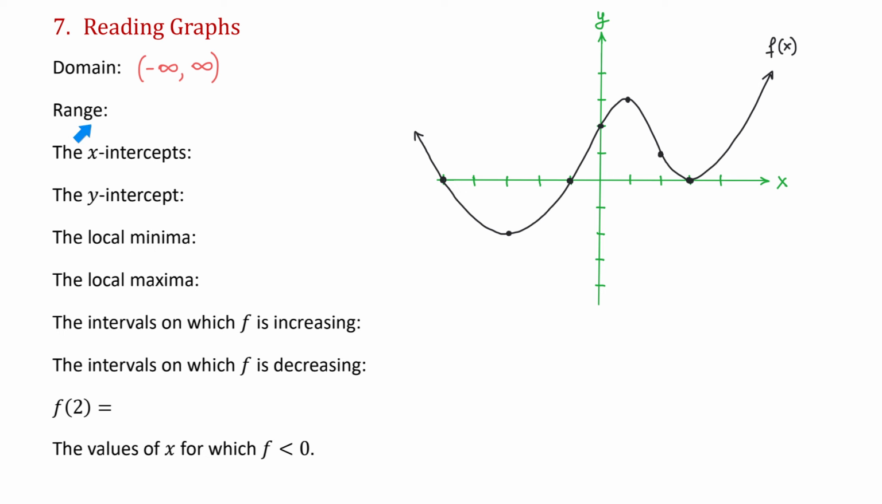Now, to find the range, we need to see how far the graph extends down and how far it extends up. From this graph, it looks like the lowest point is negative 2. However, this graph extends infinitely upward.